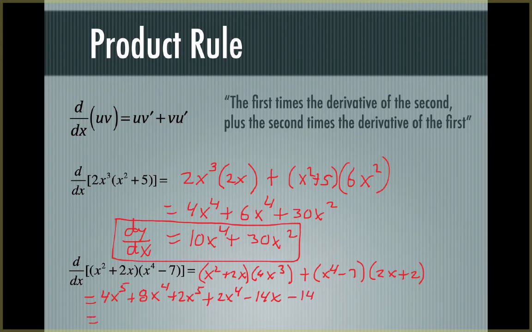And then we go through and combine all our like terms. We have a 4x to the 5th and a 2x to the 5th, so we have 6x to the 5th. We have 8x to the 4th and 2x to the 4th, so we get 10x to the 4th.